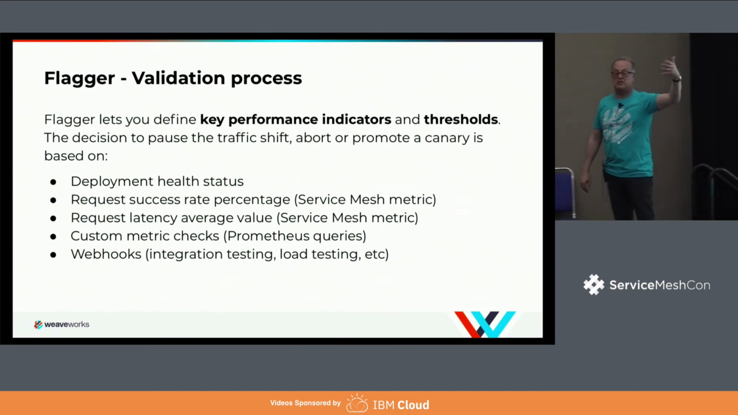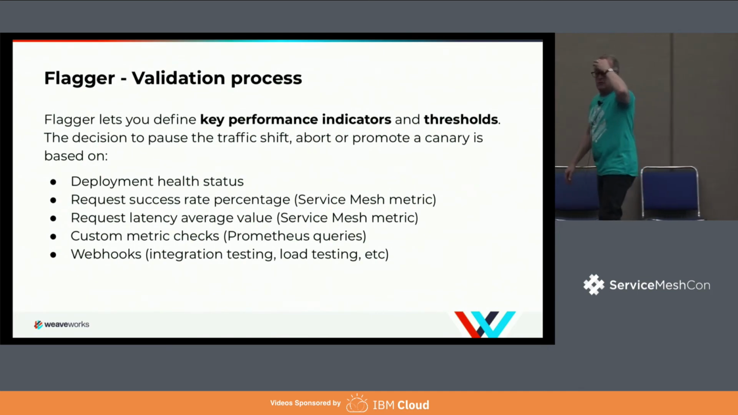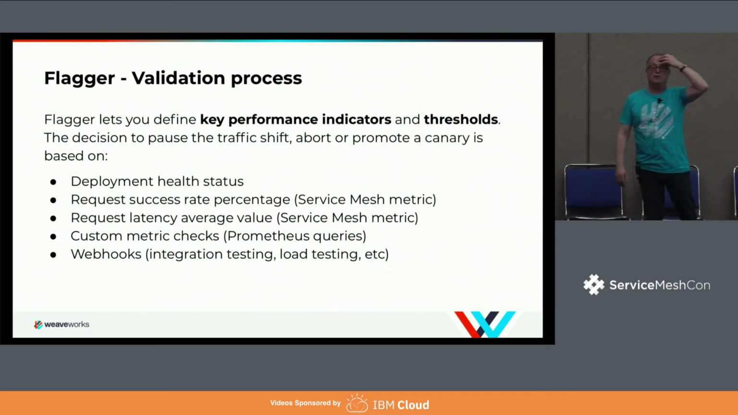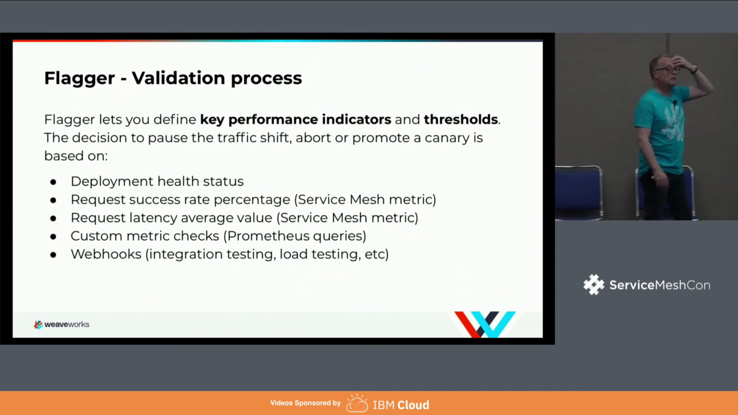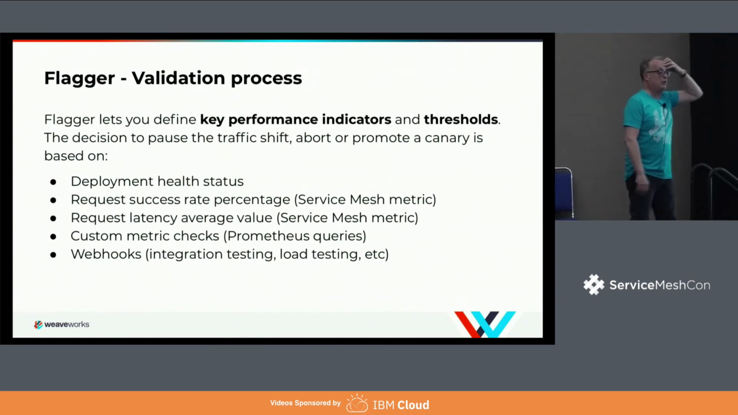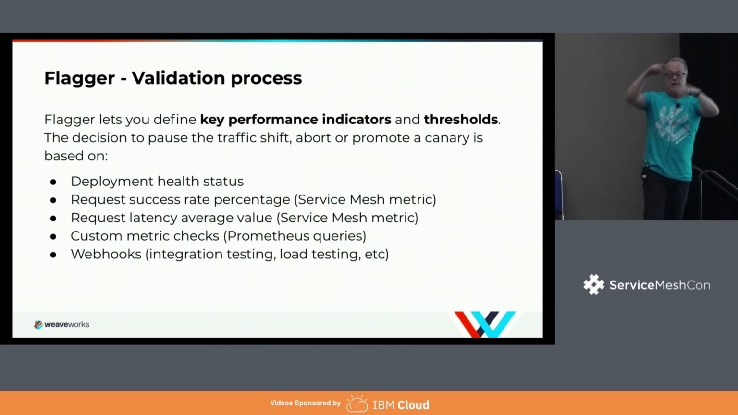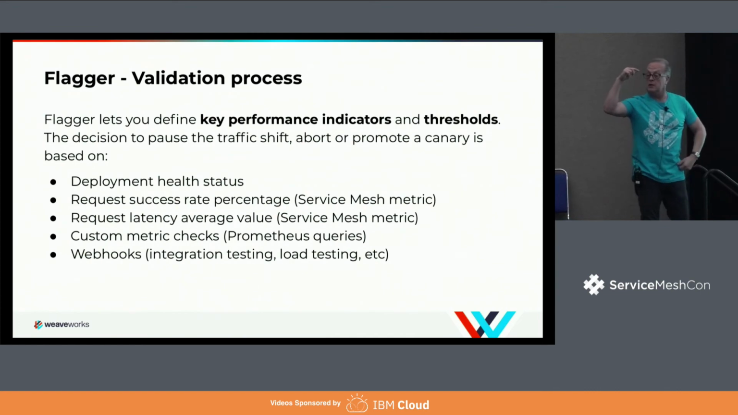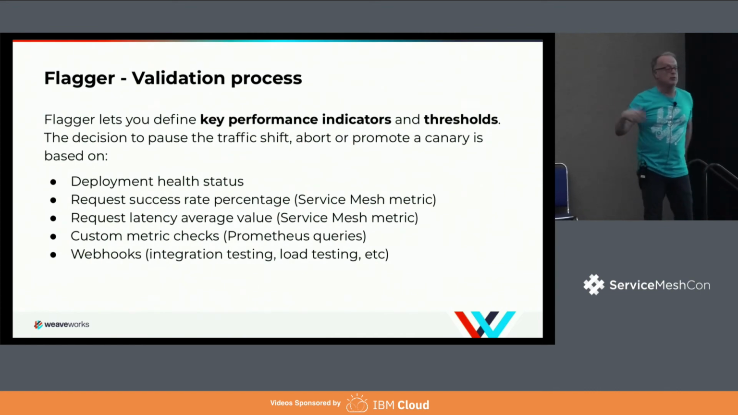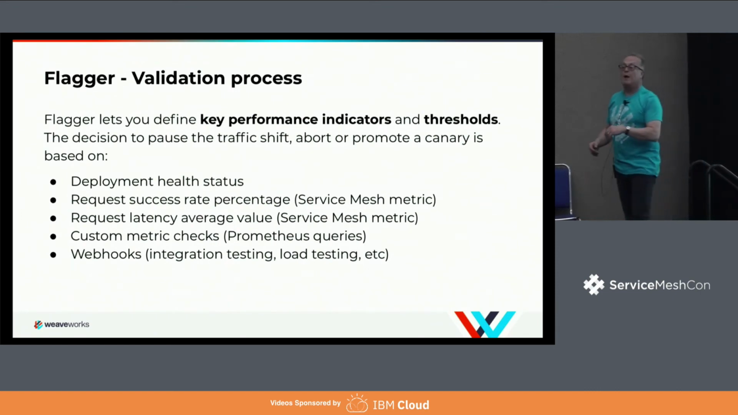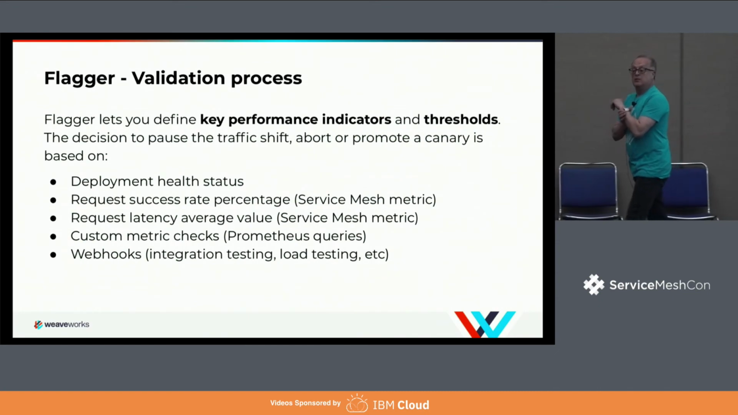Custom metric checks, Prometheus queries. Anything that you can get in PromQL, you can turn into a metric. And if you go to the how-to for Flagger in the documentation, it actually has a nice little example. You could do things like error rate or percentage error rate or rolling average or any number of those kinds of things.